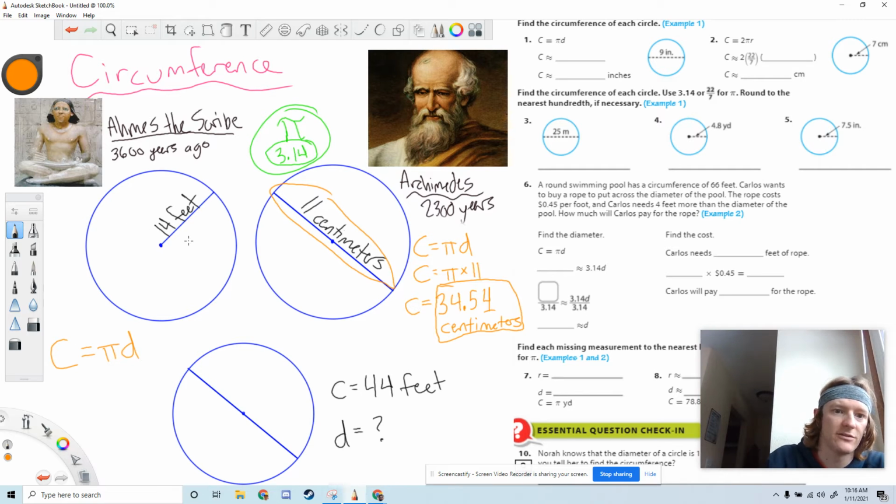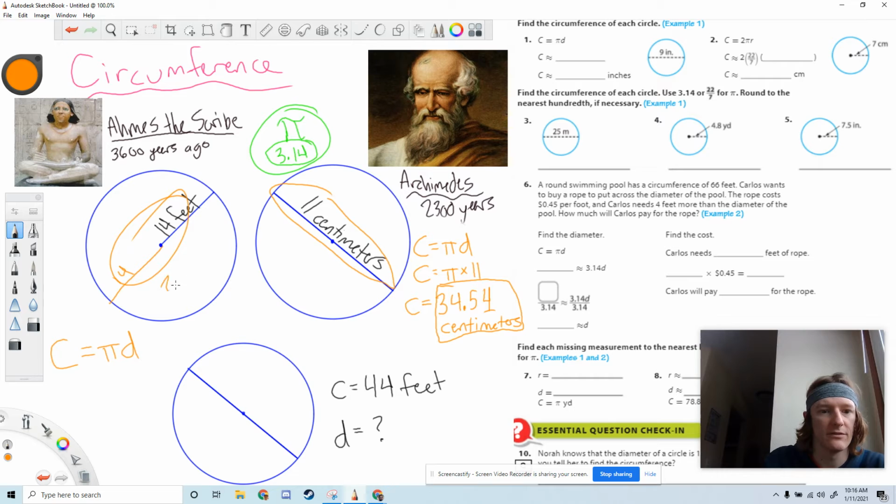I noticed that on this 14 here, I'm given the radius. So what I need to do is get a diameter. So this is another 14, which means a total of 28 is my diameter. So circumference equals pi times 28. So we'll just do 3.14 times 28. I get 87. Circumference equals 87.92 feet. And there we have it.